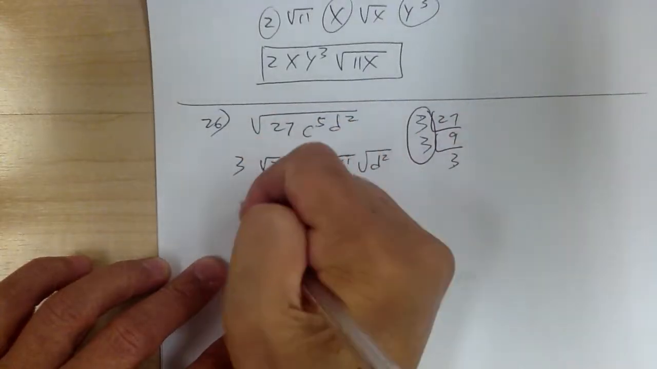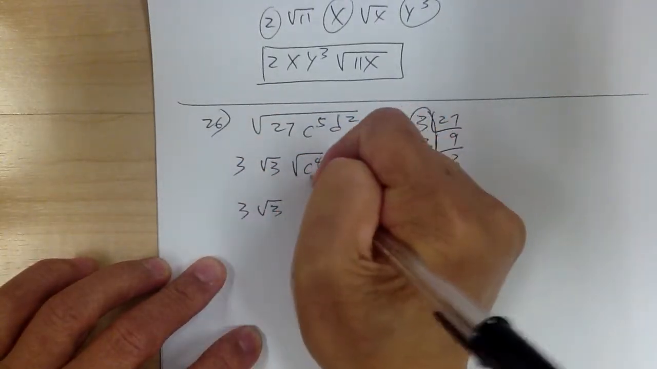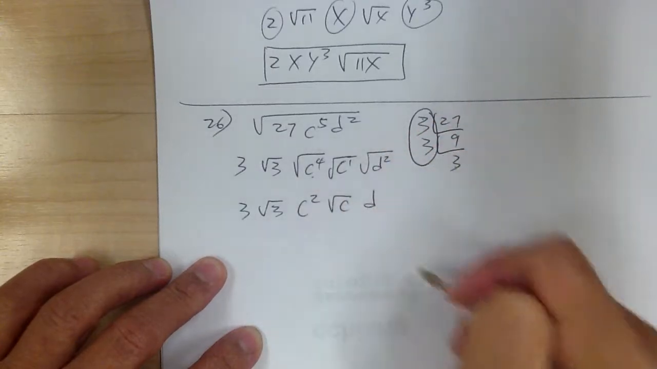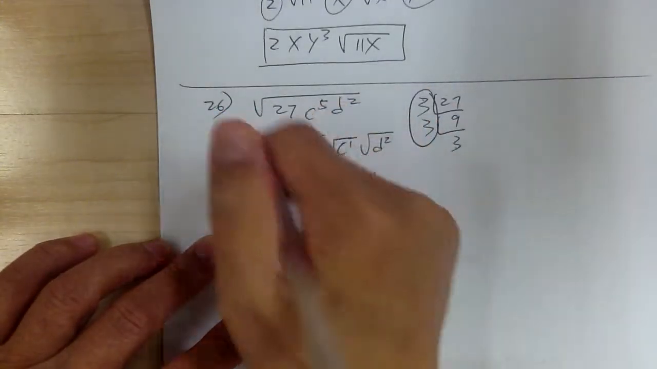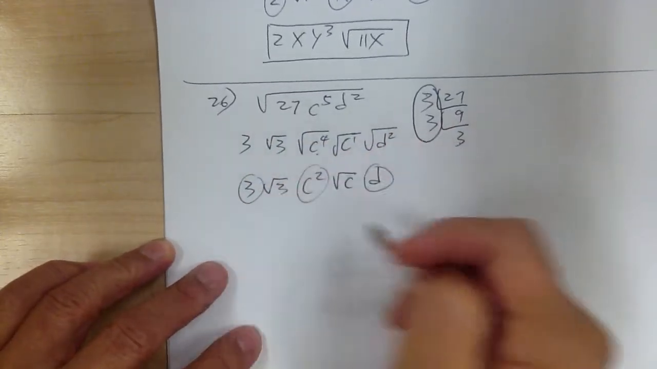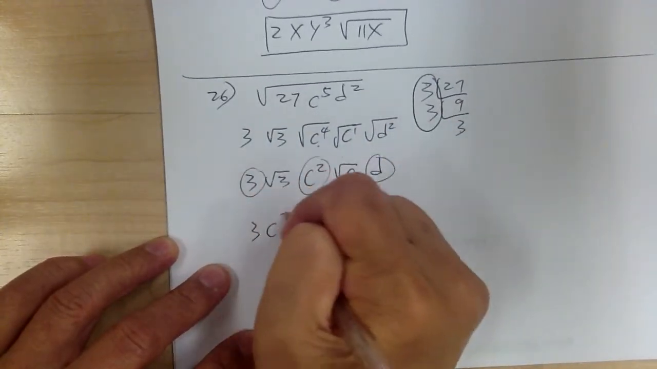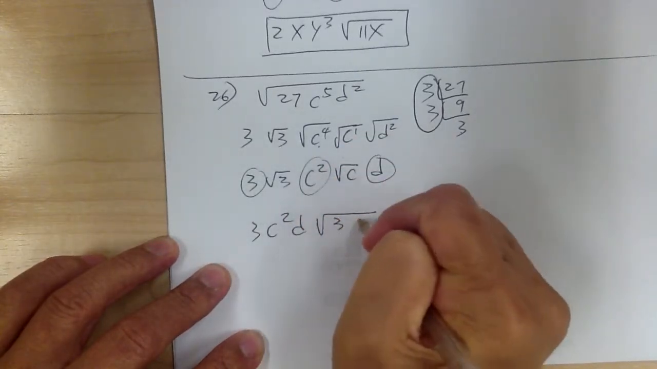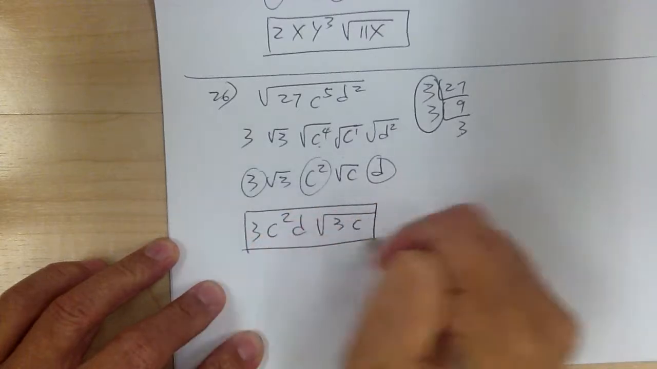Then go and simplify each part. So 3, square root of 3. This will give me c squared. This is the leftover c, and this will give me d. So you can do each part. Then after that, you collect the parts that you already took out. So 3c squared d, and the leftover would be square root of 3c. Okay, let's go to 28.